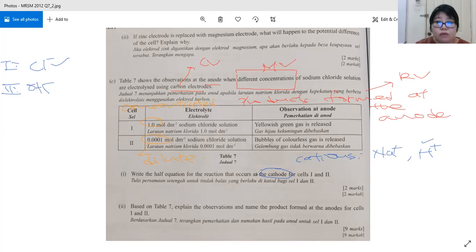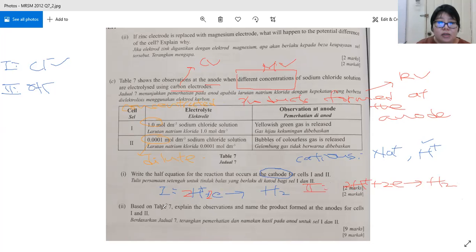So for the half equation for the reaction at cell 1 and 2, you are going to write: the hydrogen ion selectively discharged, the ion will become a molecule. The plus here, so you plus electron. 2 hydrogen on the right, here 2, so you put a 2. 2 positive, 2 electrons. Okay, and actually if we are talking about set 2, you are getting the same answer for set 2. You are just writing back the same thing. Okay, correct, 1 mark.